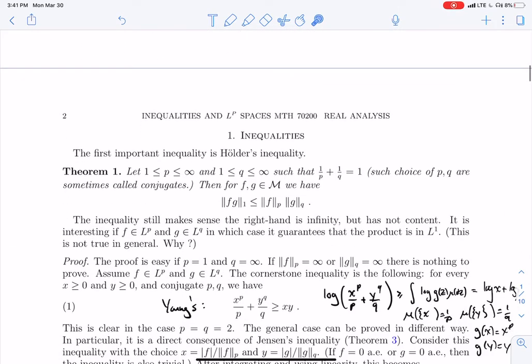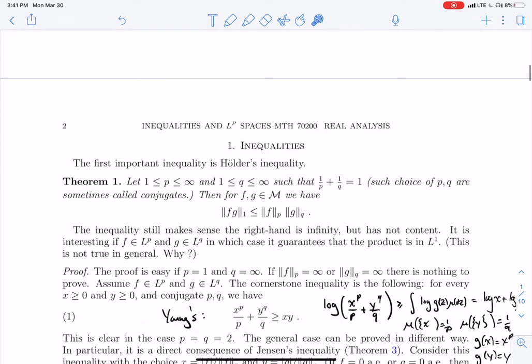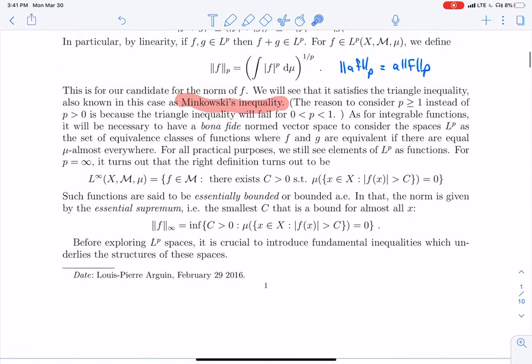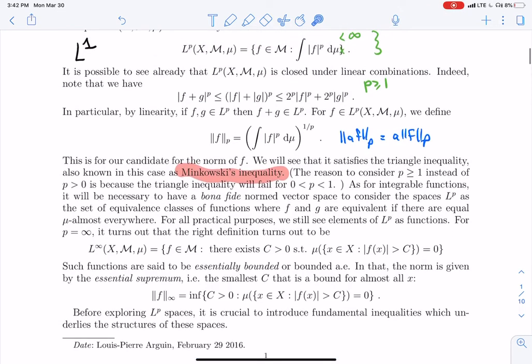All right, so we're going to see many inequalities, well, 2 inequalities to start, Minkowski's and Hölder's, and we're going to recall some other important inequalities.